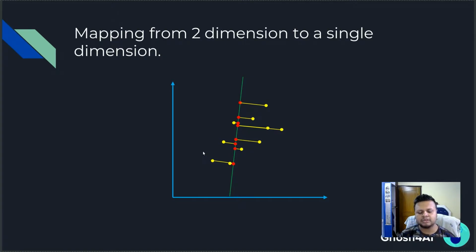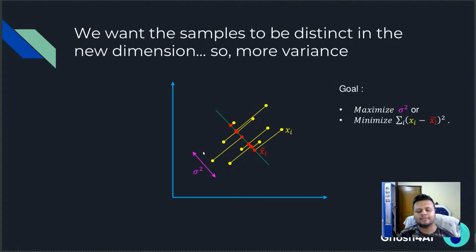And hence we are looking for that line in which these mapped samples will have the maximum separation. And in terms of statistics, we have the variance, which speaks of how separate or how far away the samples are from their mid position or from their mean position.